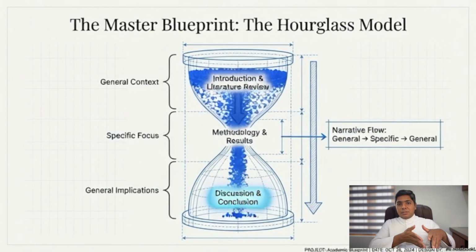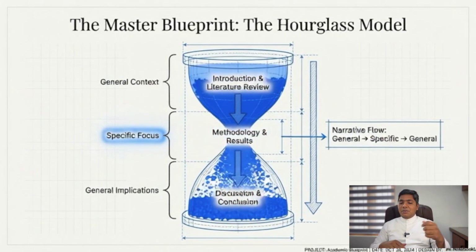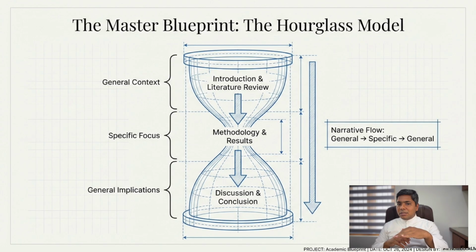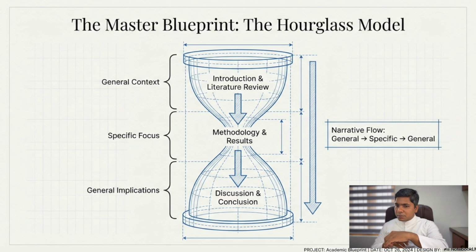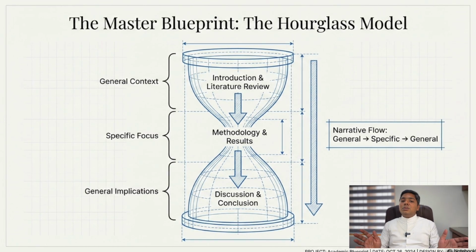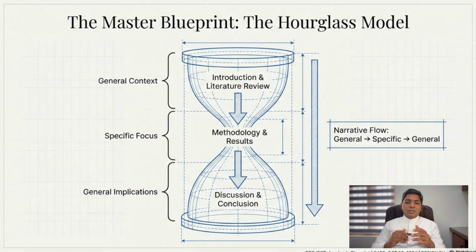Now, let's walk through the standard structure. Think of a dissertation as following an hourglass shape. The same shape we discussed for scientific purposes, but expanded and more detailed. You move from general context in the introduction, narrow down to specific methods and results, then broaden again to discuss implications and context.